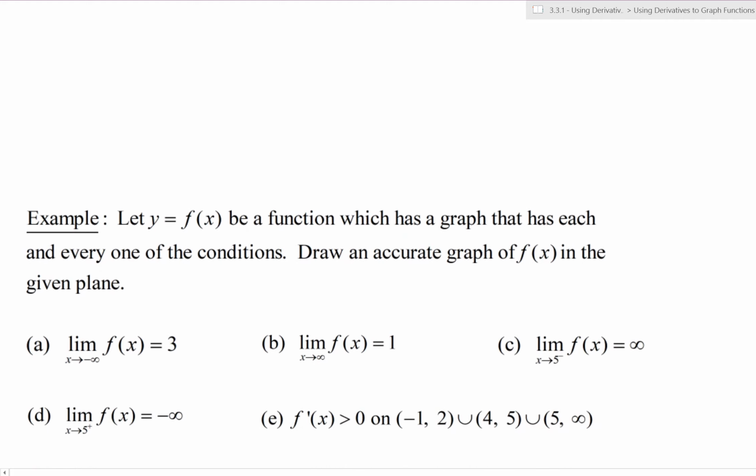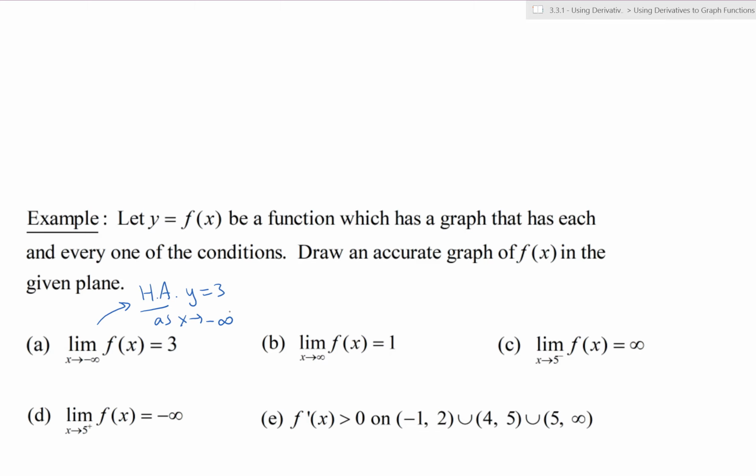So here are a few first things that have to be true about this function that we're about to graph. There's more to come, by the way. 5 different conditions to start with here. In part A, it says that the limit as x goes to negative infinity of the function is 3. Because that's true, it tells us there's a horizontal asymptote of y is equal to 3 as x goes to negative infinity. So in the negative x direction, the function tends to the output value of 3.